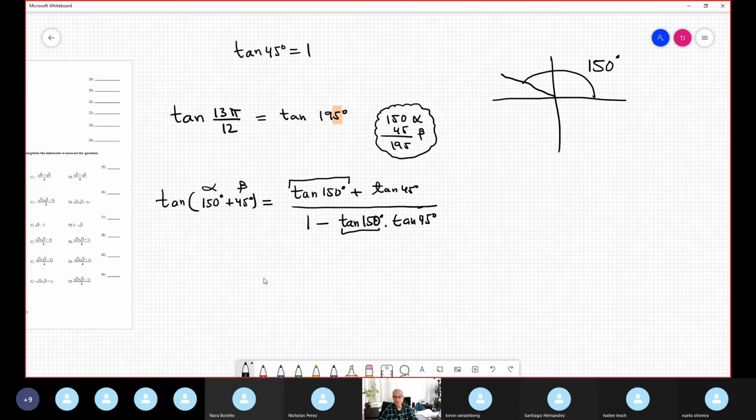But 150, no. 150, the reference angle is 30 degree. And tangent 30 degree, I don't know si you memorize or no, es radical 3 over 3. Okay? Es radical 3 over 3. Okay, entonces we have so far minus radical 3 over 3 plus 1 divided by 1 plus, because we have negative together, positive radical 3 over 3.